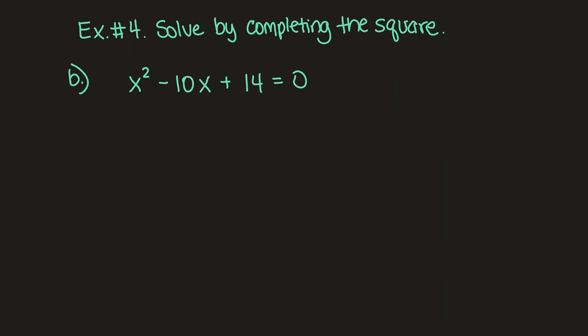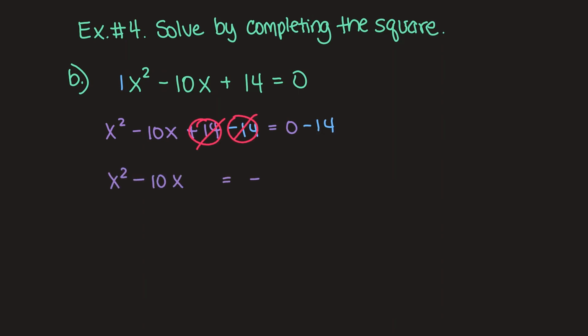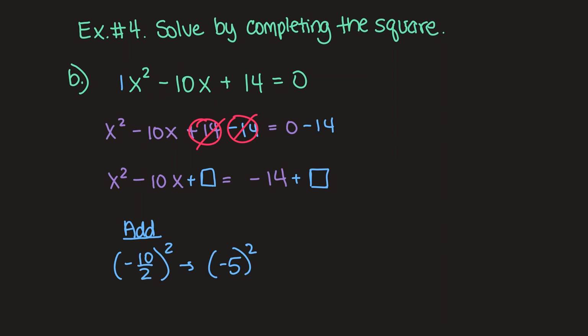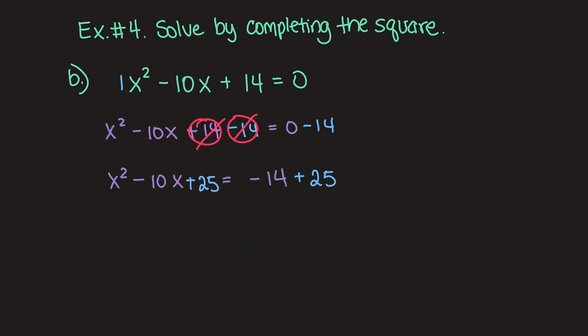For the next example, the coefficient of the quadratic term x squared is 1, so this condition is satisfied. The next step is to get the variables on one side of the equal sign and the constant on the other side. So we subtract 14 from both sides of the equation. And now we can complete the square by adding -10/2 quantity squared to both sides of the equation. This will give us 25. So we add 25 to both sides of the equation. And now we have a perfect square trinomial on the left side, which factors to x minus 5 times x minus 5, or x minus 5 quantity squared, and the right side equals 11.